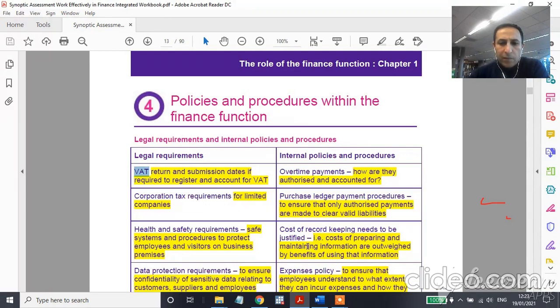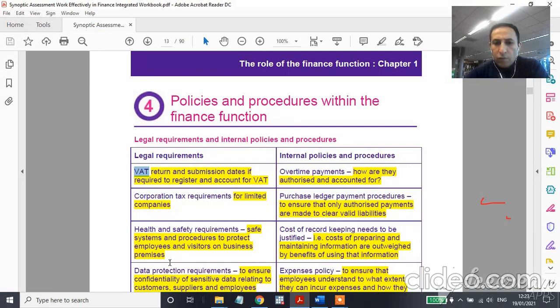And the third one is health and safety. Health and safety in any organization is necessary, and by law a company is required to have health and safety in place. This is to protect employees and to protect customers and visitors to the building of the business.